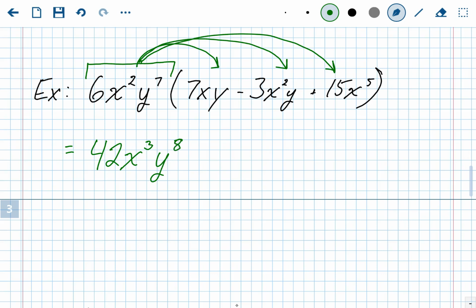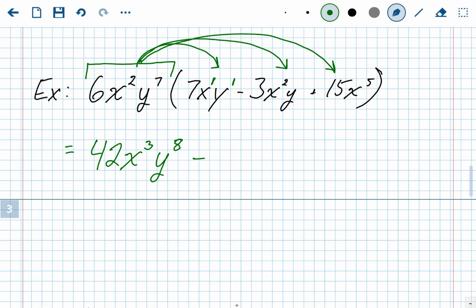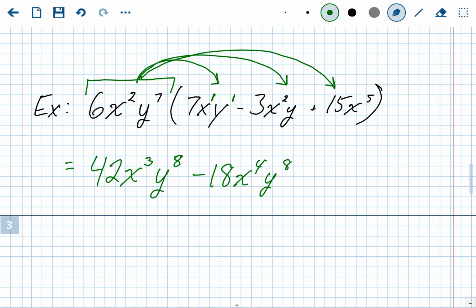So that first one had 7xy, x to the first, y to the first. So add 2 to the x's, 7 to the y's, gives you 42, x to the third, y to the eighth. The second term, 6 times negative 3 will be negative 18, x to the fourth, y to the eighth. And the last term, 6 times 15 is 90. Add 2 to the x's, x to the fifth, plus 2 is x to the seventh. And there is no y, so it's just going to be y to the seventh.